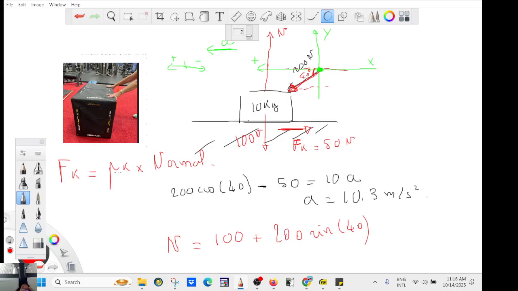Since you asked the question, you increase the friction by increasing the push into the ground, and the push into the ground equals the normal force.